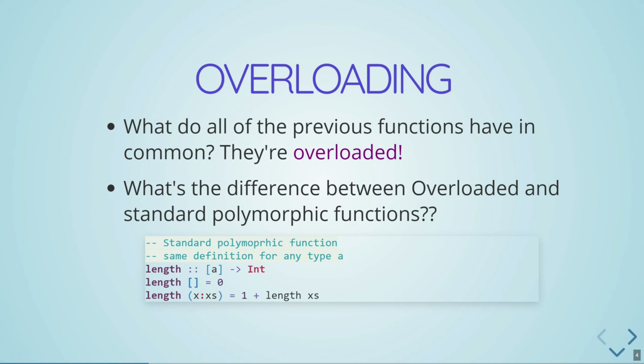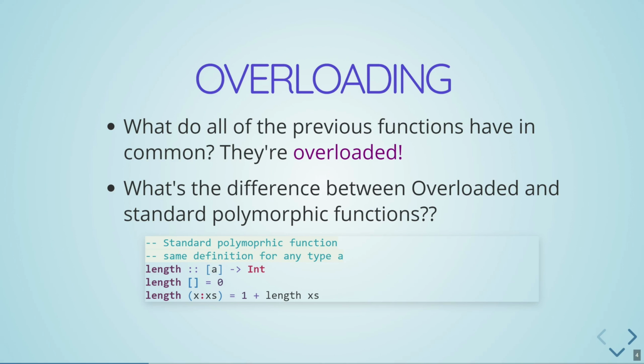So what do all of those functions have in common? They're overloaded. So what's overloading? It's kind of like having polymorphic functions, but there's a little bit of a difference. Length, for example, is a standard polymorphic function. You're just saying you have a list and you want to find the length of the list. And the reality is the type of the things inside of that list don't really matter. When you're defining the function, you never use it in a way that it matters.